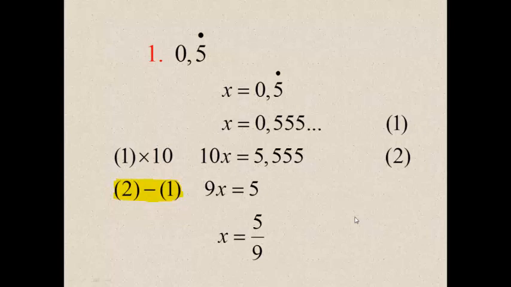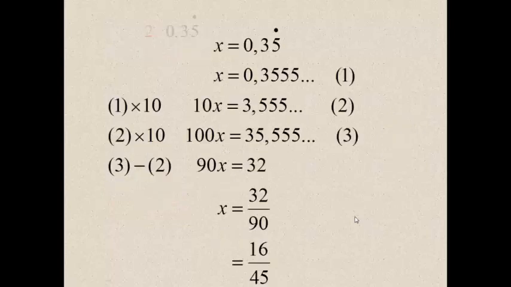We are now going to proceed to question number 2. X is equal to 0,35 recurring. You will notice that the 5 recurs. In this case, I've got equation number 1, times 10, equation number 2, times 10, equation number 3. The tricky part here, it's equation number 3 minus equation number 2, where I get a linear equation. I solve for x and you simplify the fraction. Use your pause button again.